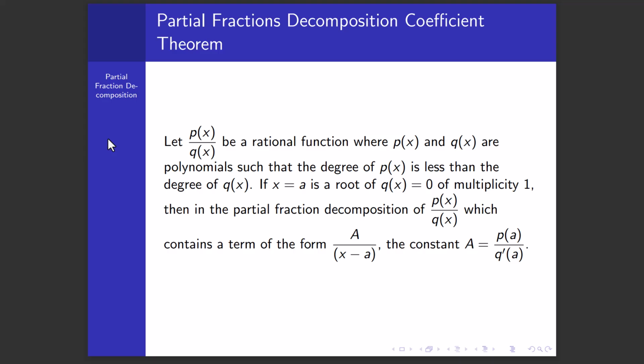If x equals a is a root of q of x equals 0 of multiplicity 1, then in the partial fraction decomposition of p of x over q of x, which contains a term of the form capital A divided by x minus a, that constant, capital A, can be determined by evaluating the numerator polynomial at a, the root of the denominator polynomial, and we can divide that result by the derivative of the denominator polynomial evaluated at that same root a.